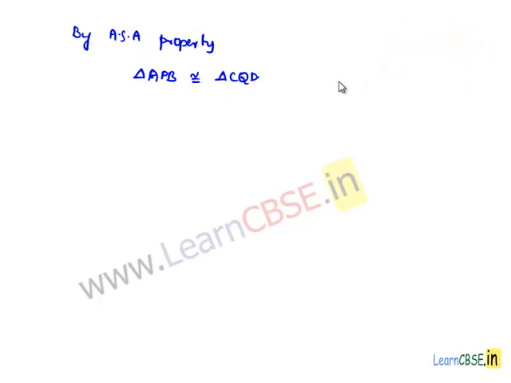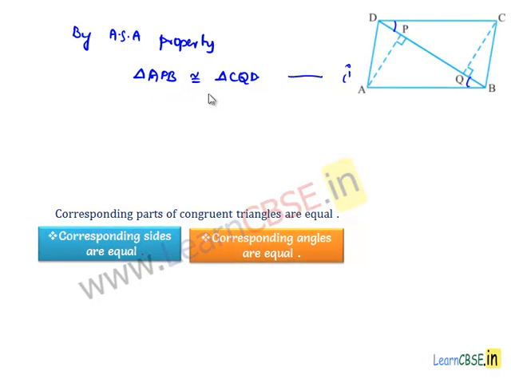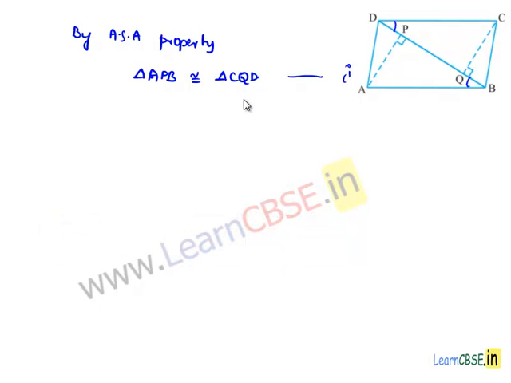Now this is what our first proof required. By applying the concept that the corresponding sides and corresponding angles of two congruent triangles are equal, we can equate the two corresponding sides, that is AP is equal to CQ, which is what our second proof required.